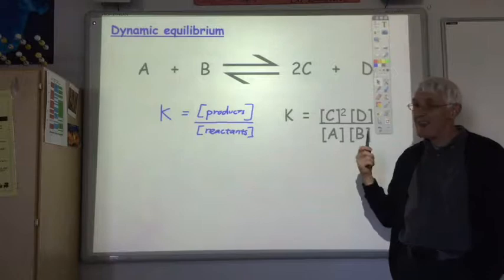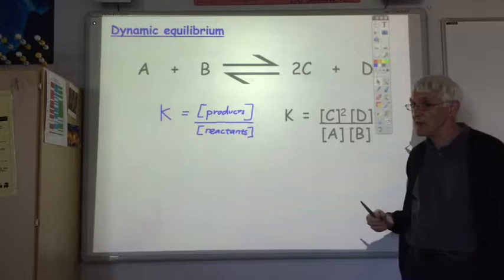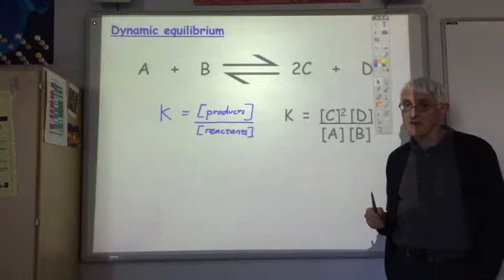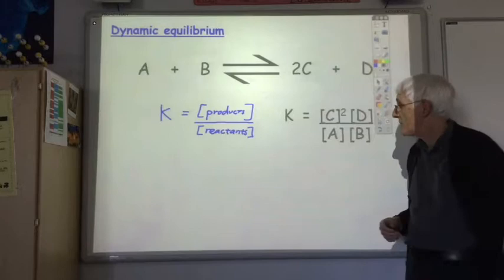Now, if K has a value greater than 1, that means the concentration of products is higher than the concentration of the reactants. Whereas if K is less than 1, that tells you that the concentration of the reactants is higher than the concentration of the products. So by looking at the value of K, you have some idea if the equilibrium lies to the left, favouring the reactants, or to the right, favouring the products.